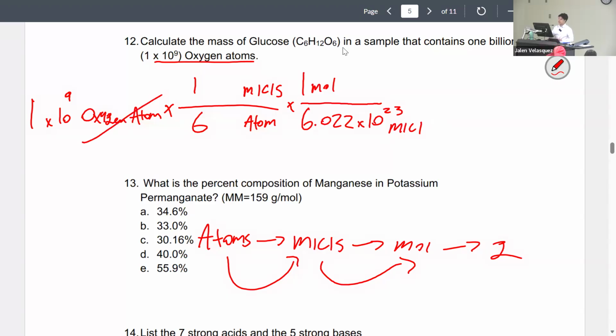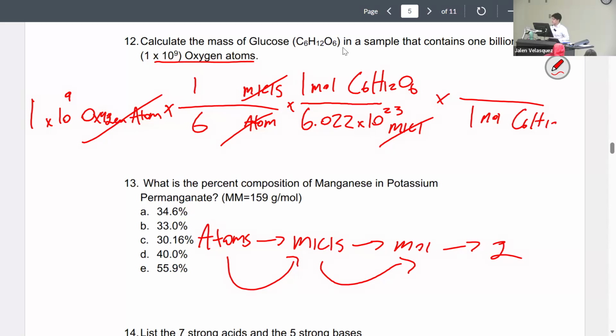Right, so my oxygen atoms cancel, my molecules cancel. Now I'm in the moles of glucose, right? So what's our final step gonna be here? Go to the grams. So how do we go from the moles to the grams? Molar mass, right? So what's the molar mass for glucose? Good, it's about 180, right? I might have rounded differently. I have 180.16, which, whatever.